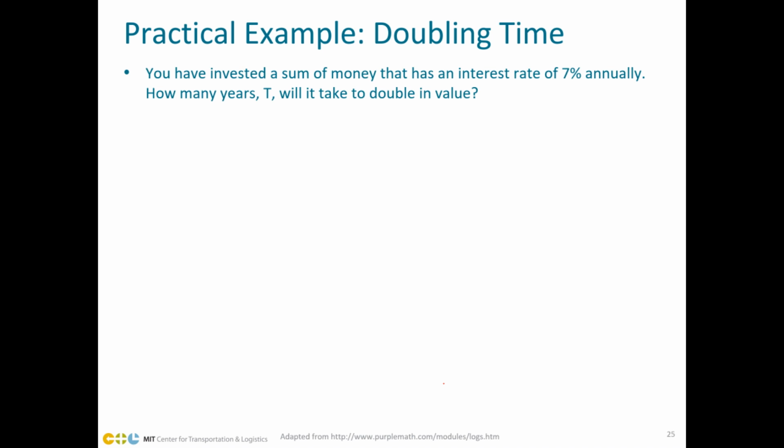So here's a simple question. Suppose I invested a sum of money and it has an interest rate of, let's pick a number, 7% annually. How many years, T, will it take for that investment to double in value? I know from our previous lecture that the future value is equal to the principal, the amount I put in, times 1 plus r, that interest rate, raised to n, where n is the number of periods. So if I have a 7% annual rate, my n is in number of years. And I want to find where the future value is worth twice the original value, the principal, when does F equal 2P.